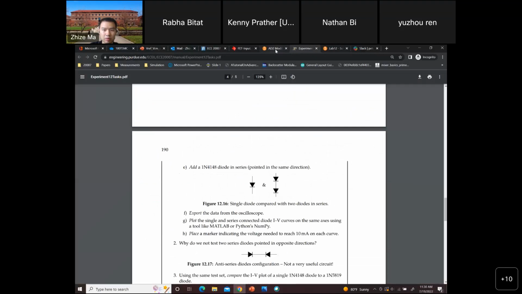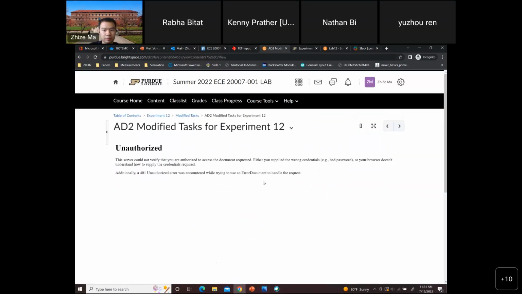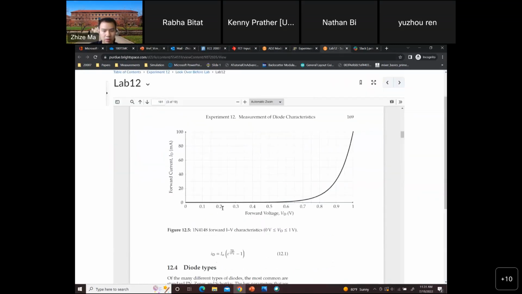Then that means you did things correctly. If you get some weird plot, then that means something is wrong with your circuit. The most common mistake you may make is inverting channel 1 and channel 2. When we plot the IV curve, we always want the voltage on the x-axis, right here, and the current on the y-axis, like here.